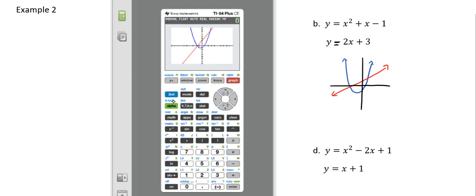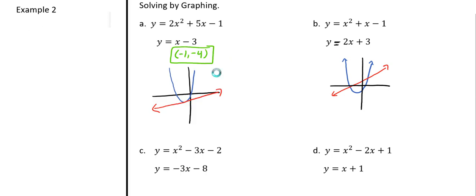Now we're going to do the same thing, second, trace, option number 5. There's two intersection points, so we want to be close to our intersection points. We're going to start over here. So the first equation, the second equation, what is my answer? And we get about -1.6 and about -0.13.